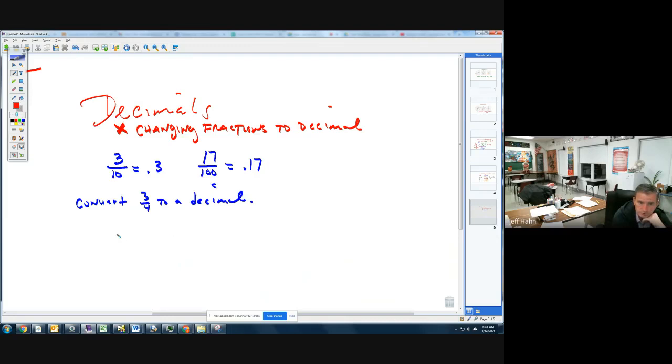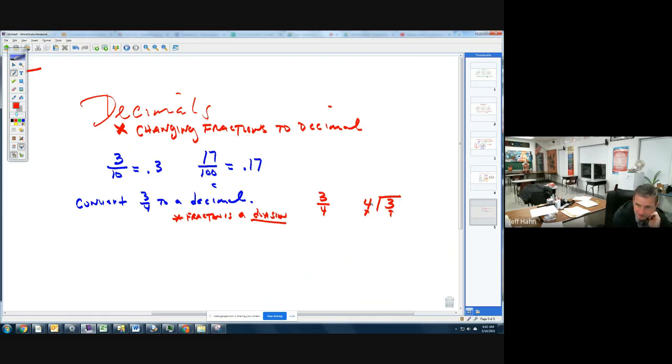To convert 3/4 to a decimal, you just have to remember that really a fraction is nothing more than a division problem. It's nothing more than division. So if you have 3/4, what it is, is 3 being divided by 4. It's important to keep those straight. It is 3 being divided by 4. The numerator goes inside here and the denominator goes on the outside.